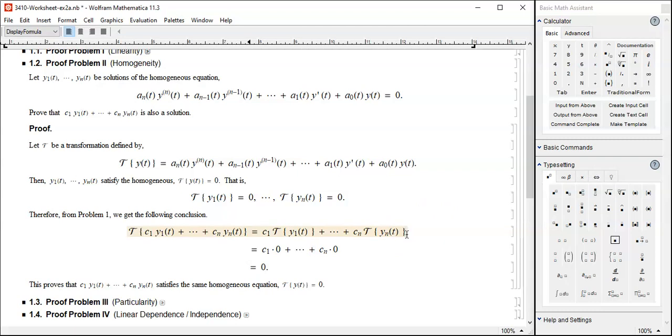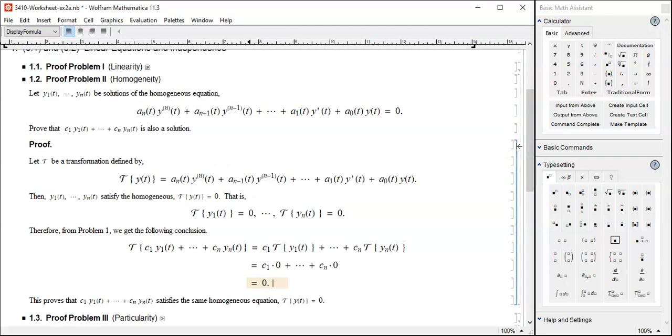Add them all up. What do you get? c1 times 0, because y1 is a solution of the homogeneous equation. c2 times 0, c3 times 0, they're all zeros. So we're adding a bunch of zeros? Yes, certainly. This whole thing is equal to 0 as well. So what did it just prove? If we have n solutions, then any linear combination, c1 y1 plus c2 y2 plus c3 y3 all the way to cn yn, is also a solution.